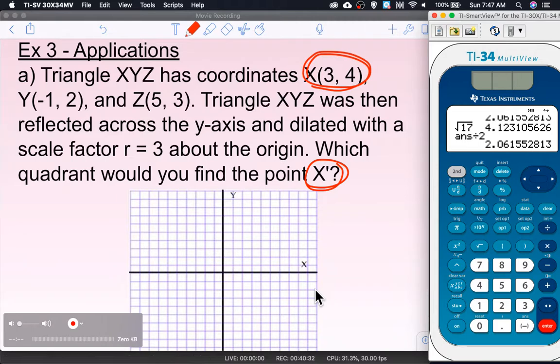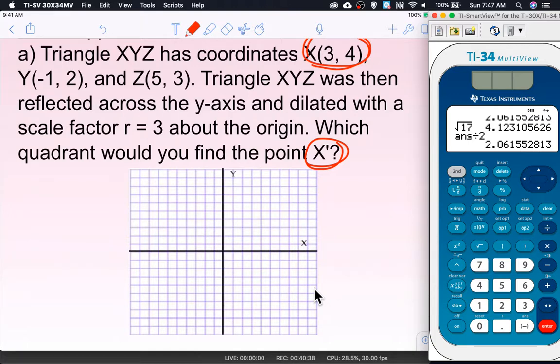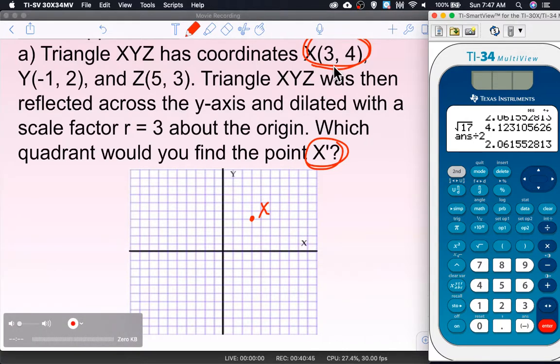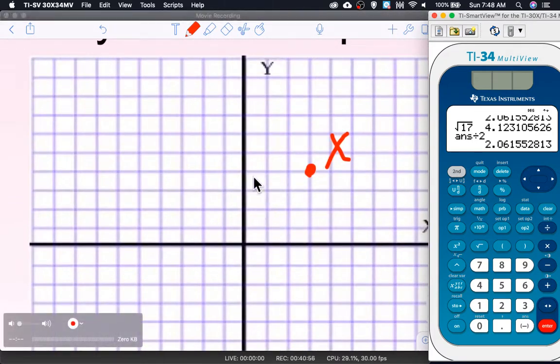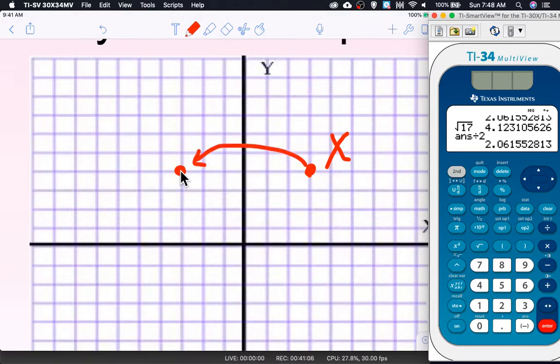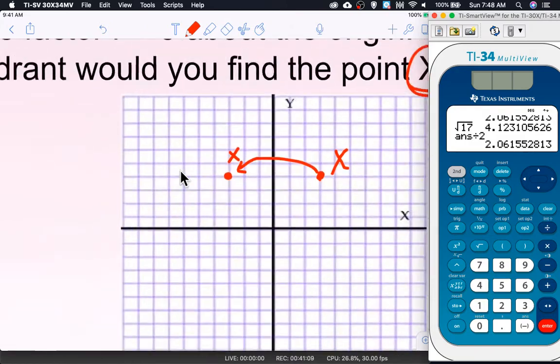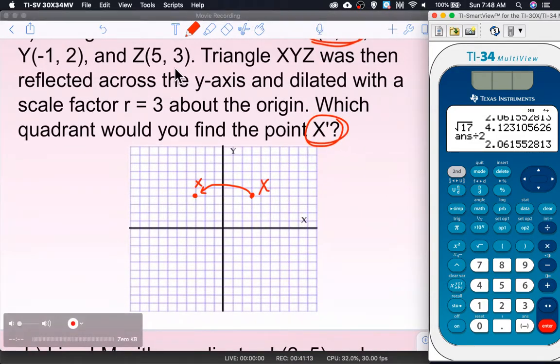So, you know what? I'm not even going to put points y and z. I'm going to do just x. So x is at point 3, 4. 1, 2, 3, 1, 2, 3, 4. There is point x at 3, 4. This triangle was then reflected across the y-axis. Okay, so I'm going to reflect this across the y-axis. So he's 3 units away this way. So he's going to now become 3 units over here. Point x will be right there. So, boom. That way I can just keep track of which is the new and the old. So he reflected over there. He reflected across the y-axis, boom, and dilated with a scale factor of 3 about the origin.